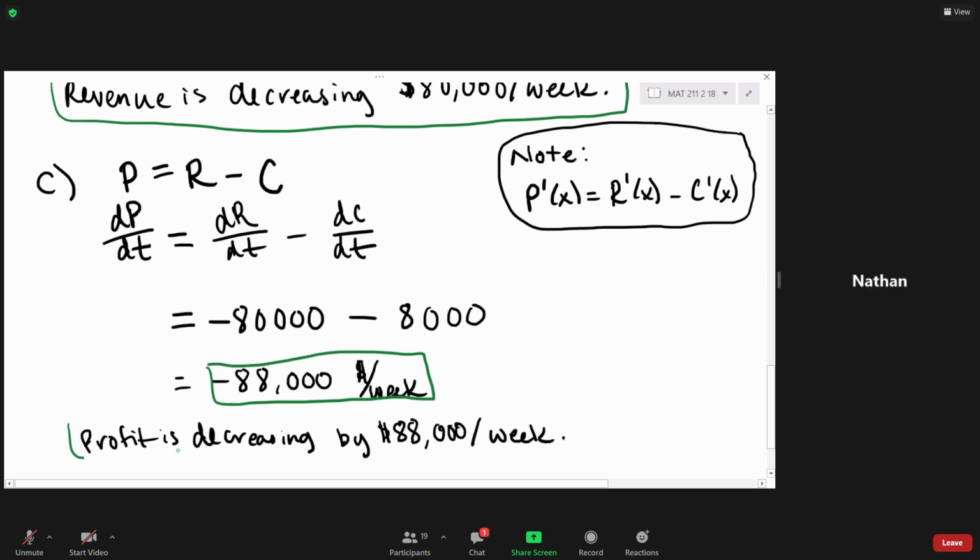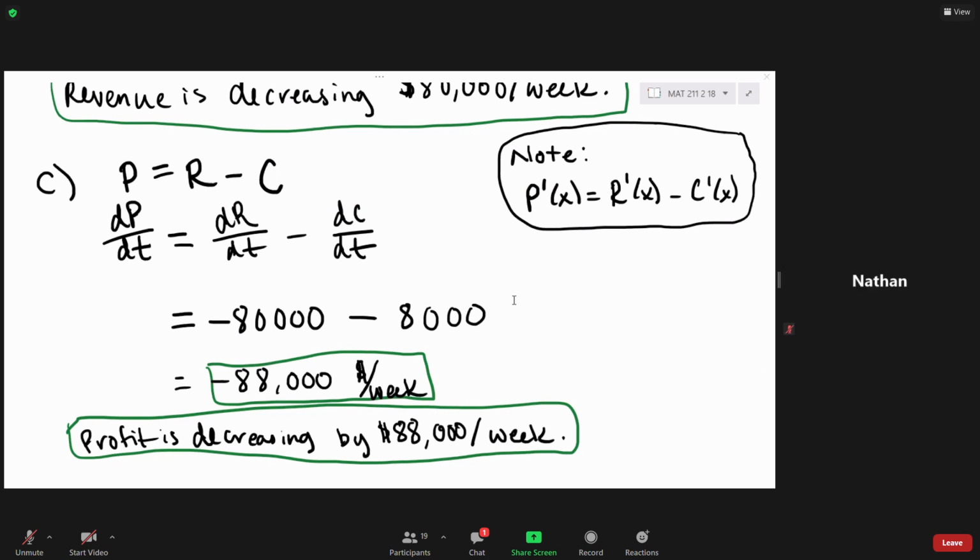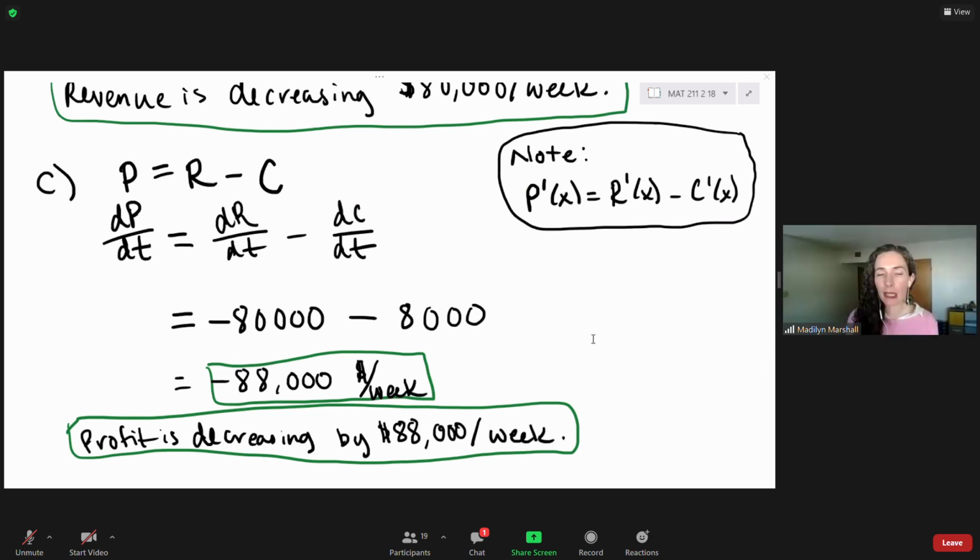This one was lots of fun to do, by the way. It's nice to see all these calculus things coming together. Yeah, it's cool. Any questions or comments about this problem?